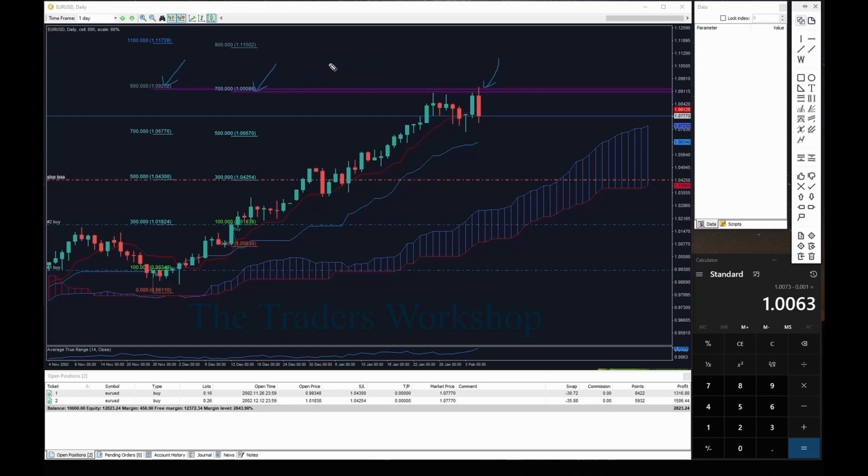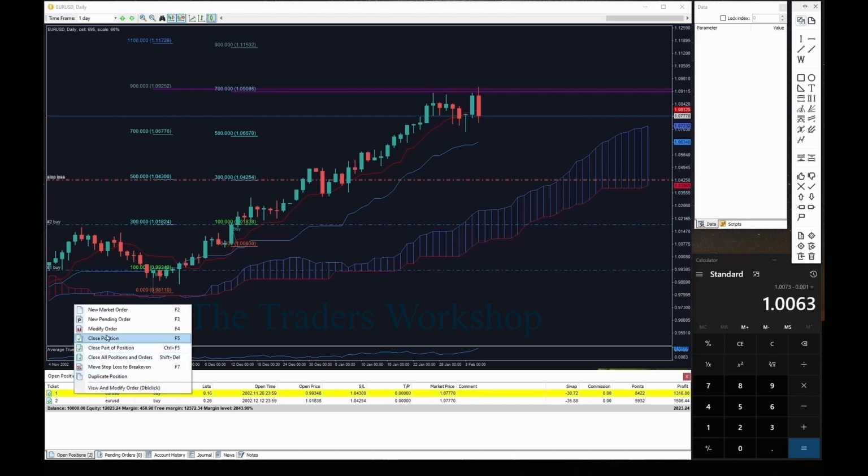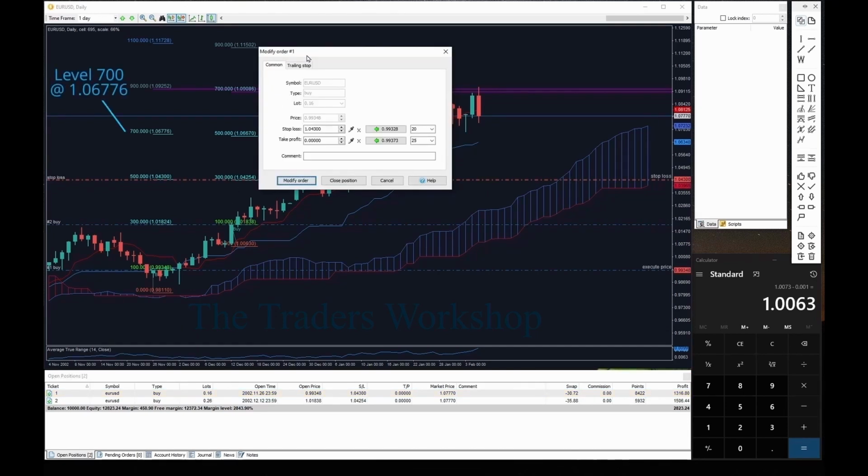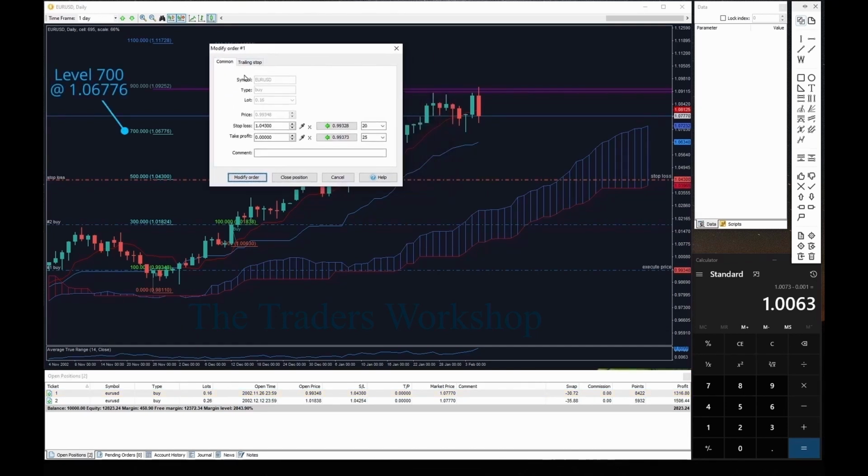Now, let's focus on the process, and do position 1 first. The description for position 1 says to move the stop loss to level 700 if price action hit level 900. Let's modify the stops of the first position. The new stop loss should be at level 700, and the price is 1.06776.